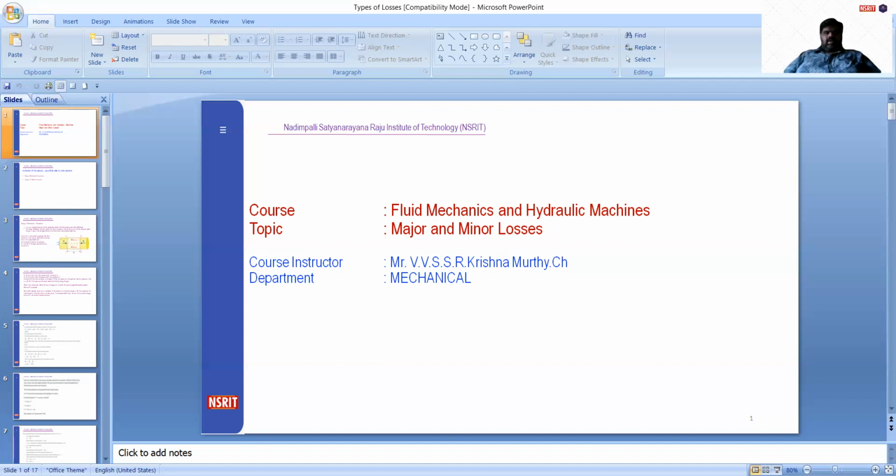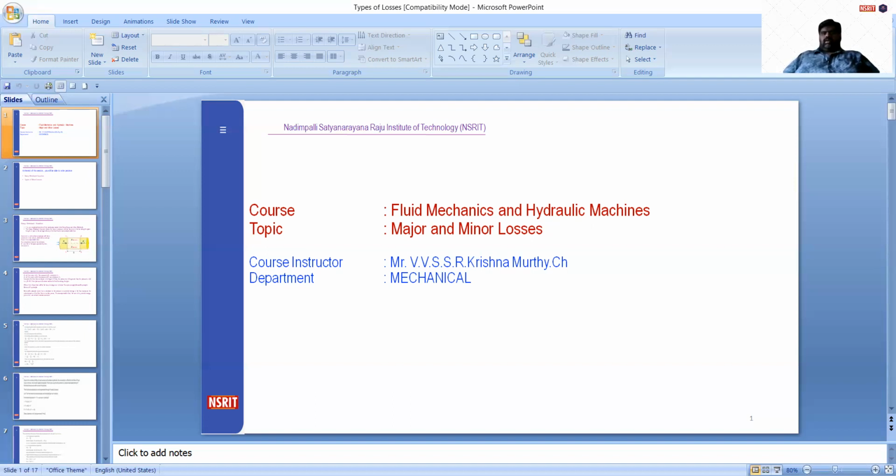So perimeter by area can be written, for the cylinder, as 4 by D. So hf is equal to 4 L V square by D into f dash rho g, and here substituting f dash by rho as f by 2, friction factor by 2. So hf is equal to 4 f L V square by 2 g D. So this is your Darcy-Weisbach equation, and it is used to find out the loss of head due to friction in a pipeline.